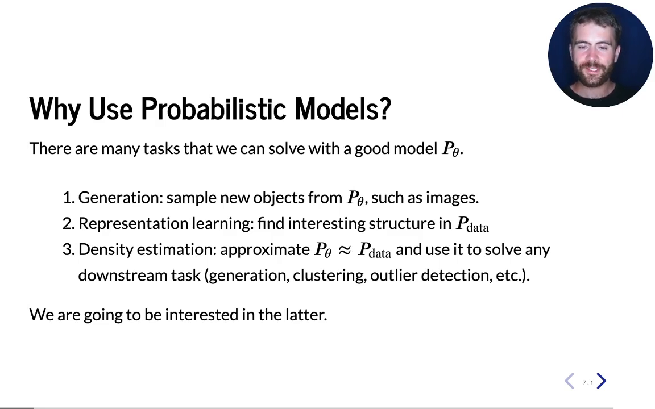So the problem of density estimation is the problem of approximating the data distribution. And also, it's a very general task, because if we can approximate the data distribution, then we can solve all the other problems that we may want to solve, such as generating samples or representation learning or other tasks such as clustering or outlier detection. If we have a good model of the data distribution, we can solve all of these problems. And so in that sense, density estimation is the most general approach that we can solve.